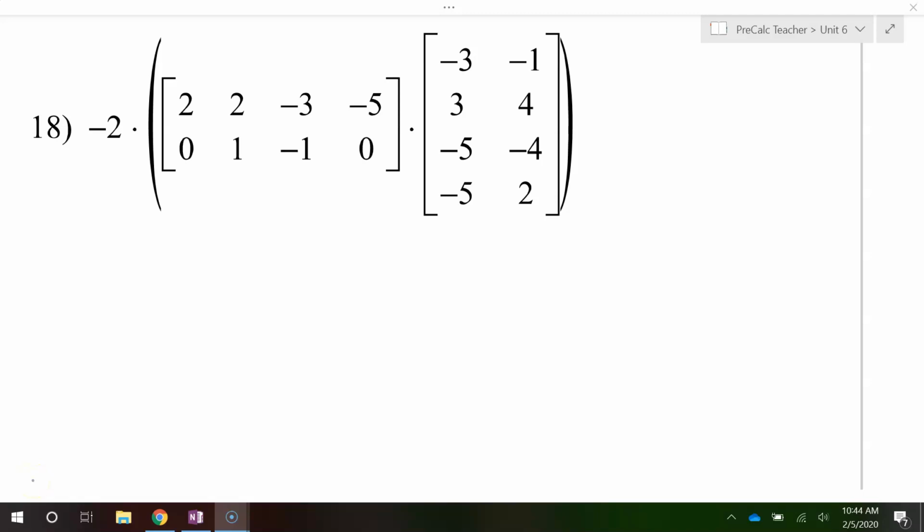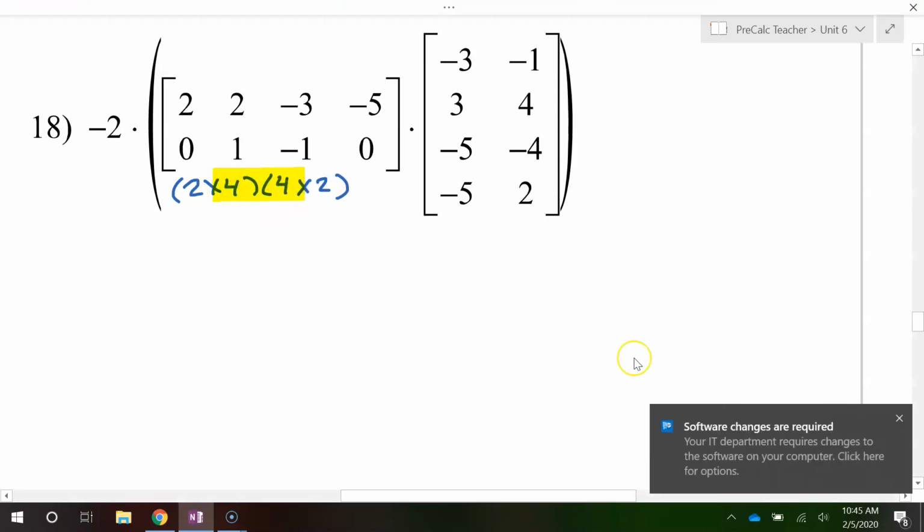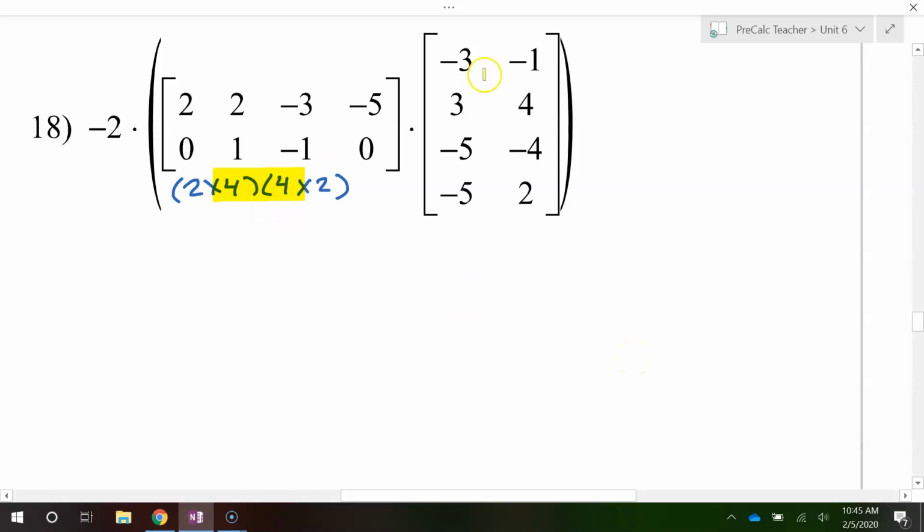So problem number 18, inside of the parentheses here, we have a product of two matrices. So we need to do that first. But first we need to decide if the matrix multiplication is even possible. The first matrix has the dimensions of 2 by 4. The second matrix has dimensions 4 by 2. For matrix multiplication to be possible, the inner dimensions have to be the same, which they are. So far so good.